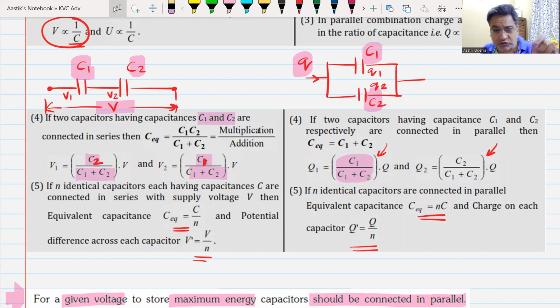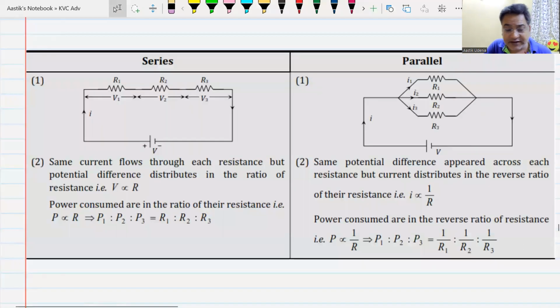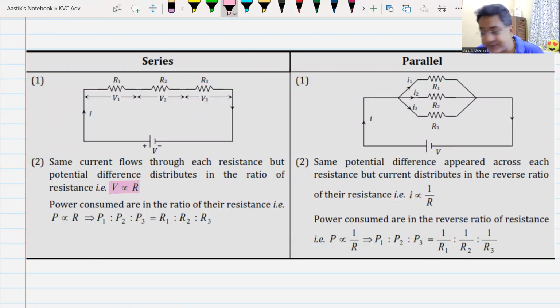Similarly, if there is a charge Q which is getting divided into two parallel branches, charge will get divided in direct ratio of capacitance. So Q1 will be equal to Q into C1 upon C1 plus C2, and Q2 will be equal to Q into C2 upon C1 plus C2. But when we come to resistances, the reverse thing happens. When they are in series, the voltage divides in direct ratio of resistances. Do we understand this? Yes, sir.